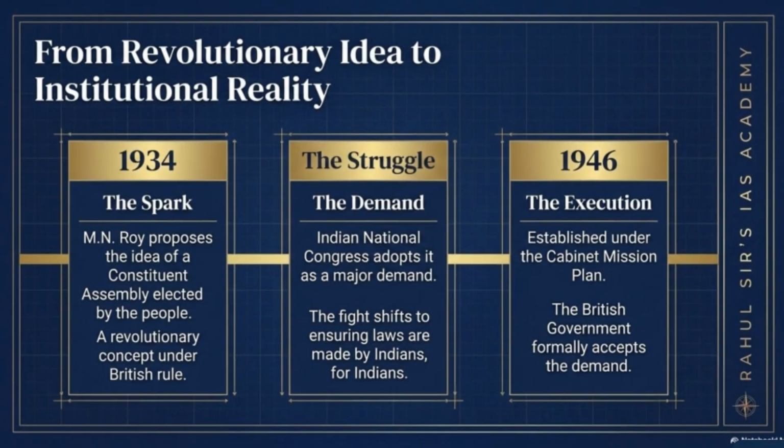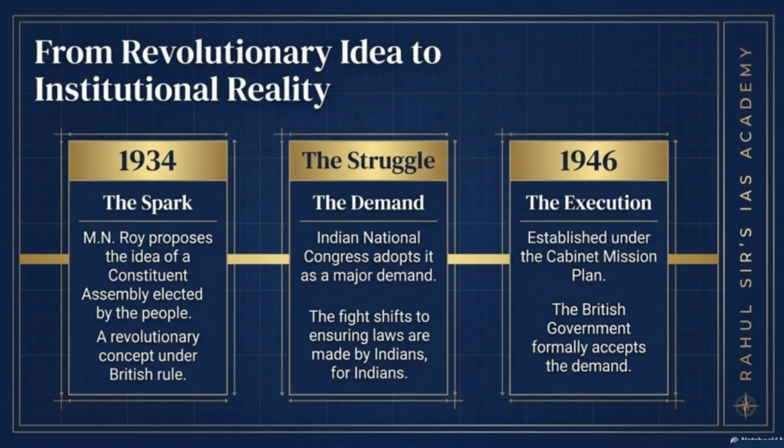Now let's understand how the idea of a constitution actually began. Many people believe that the Constitution was written only after India became independent, but that's not true. The idea of Indians writing their own constitution had emerged much before independence. In 1934, a political thinker named M.N. Roy proposed that the Constitution of India should be drafted by a Constituent Assembly elected by the people of India.